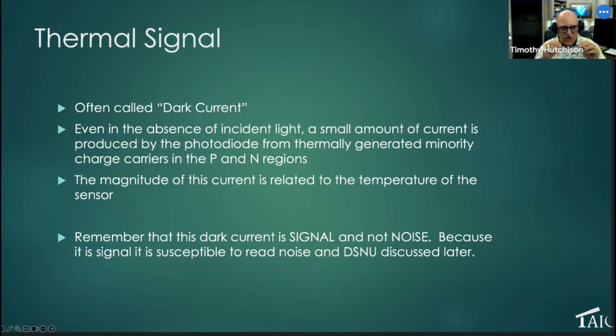So this thermal signal that we have is susceptible to all of those other pieces of noise, just like the signal from our target object that's coming in as photons and impacting the sensor. So that's why we have to remember to think about our dark current as signal and not as noise.